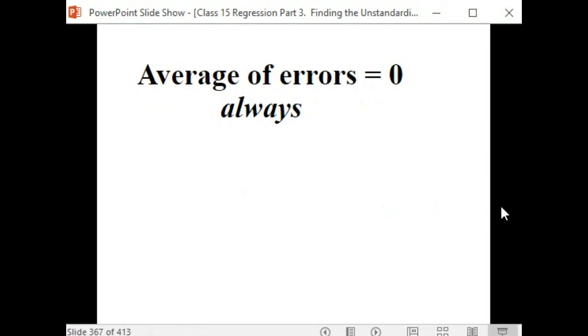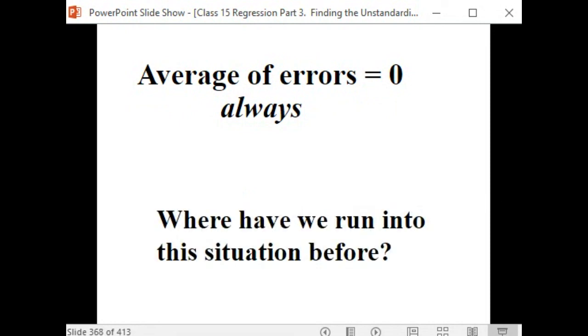Now, if the average of the errors is always equal to 0, this should seem a little familiar. Where have we run into this situation before? Okay, we ran into this same situation when we were trying to find the typical deviation from the mean. We found out that it's useless to calculate the average deviation because the average deviation is always 0.